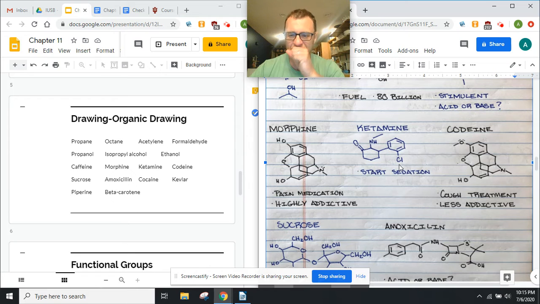This one's got chlorine. Excuse me. For the first time, we're jumping into the halogens, and so you can see a six-membered ring, six-membered ring. There's a carbon coming off this nitrogen. There's ketamine. Now, this is where I think things get kind of interesting.